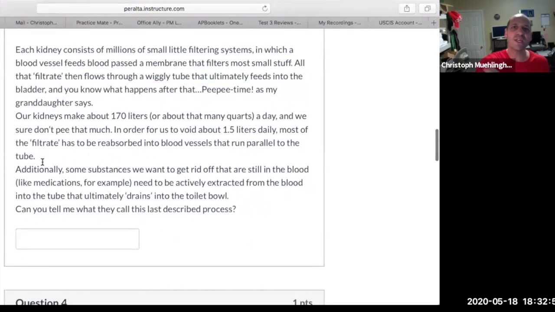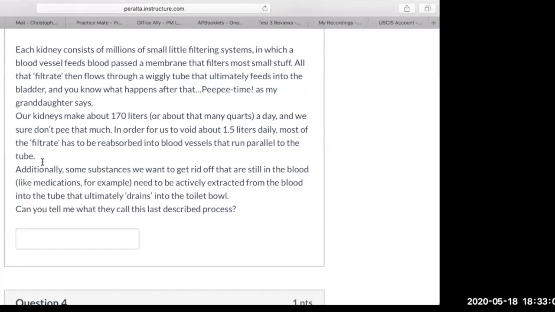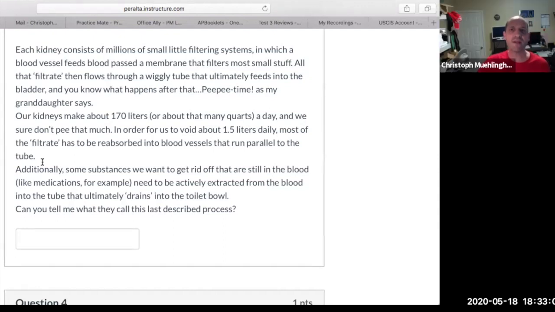Number 3, each kidney consists of millions of small little filtering systems in which a blood vessel feeds blood past the membrane that filters most small stuff. All of that filtrate then flows through a wiggly tube that ultimately feeds into the bladder. And you know what happens then? We pee. And well, she's now older. She doesn't say that anymore.